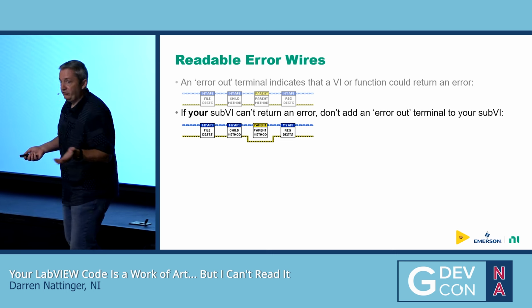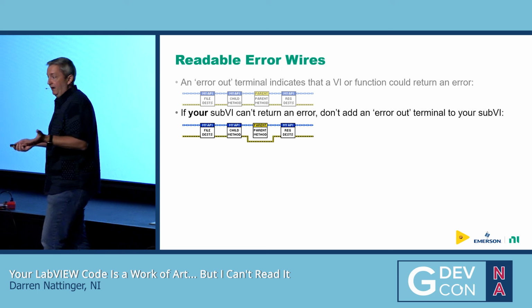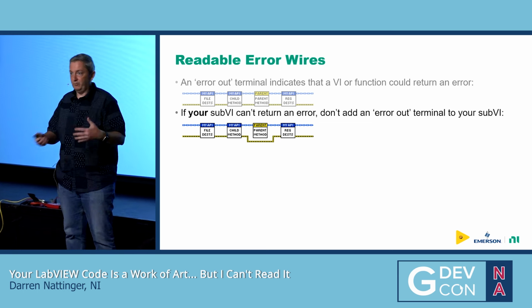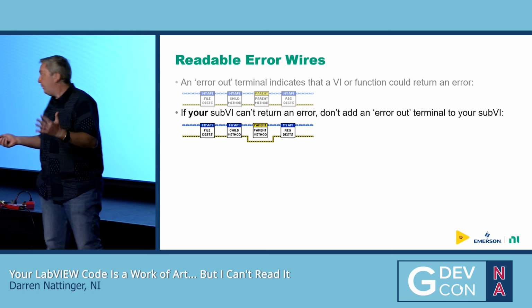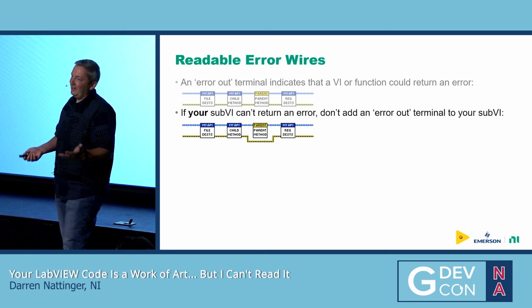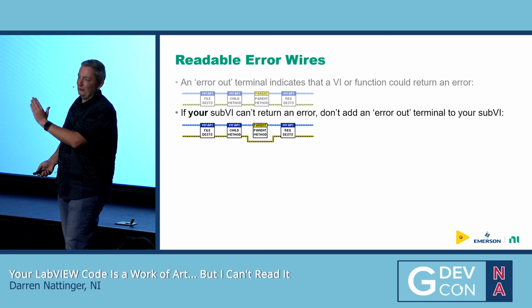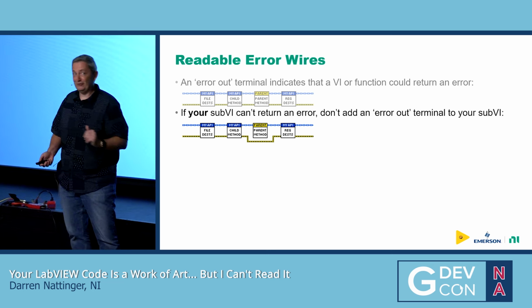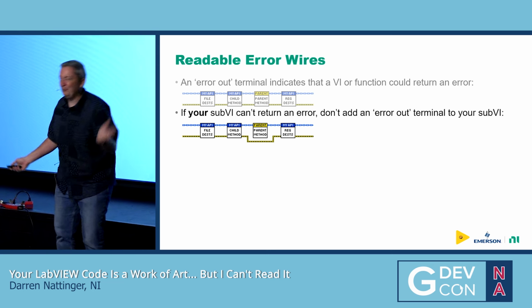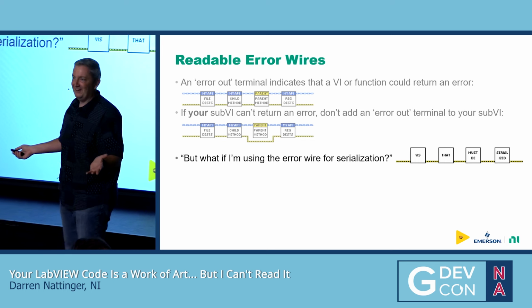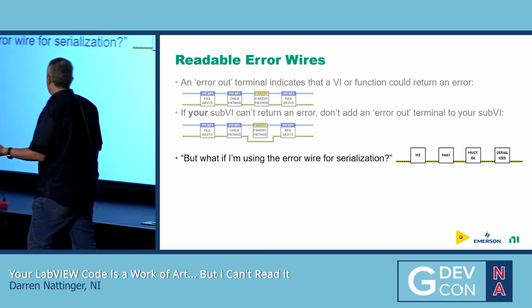If a VI cannot generate an error, it should not have error terminals. I'm not going to argue about this because it's semantically true. But as LabVIEW programmers, there's a lot of times we need things to happen in a certain order, right? And the LabVIEW editor gives us the flat sequence structure, but we don't like to use that. We like to use error wires to serialize things. That's just how LabVIEW programmers like to do things.